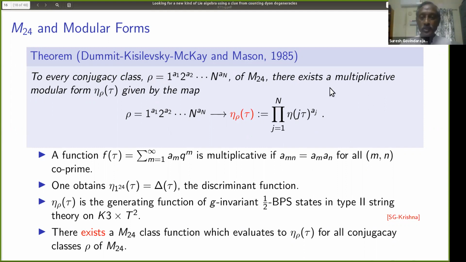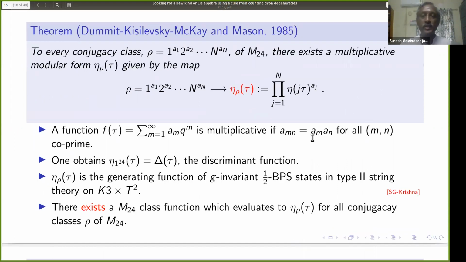It turns out that this particular combination has magical properties. It is multiplicative: if you look at the mn-th coefficient, it equals a_m times a_n if m and n are co-prime. And if you look at the cycle shape 1^24, that just gives you delta of tau, which is eta of tau to the 24, the generating function of half BPS states.